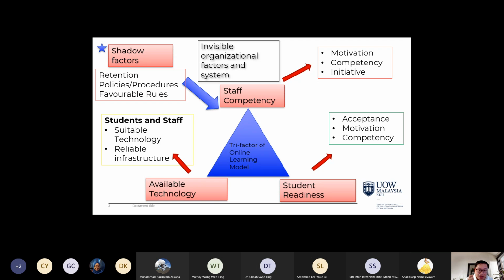And that hammer must also meet the requirements. If it is a rusted hammer, or a hammer whose head is already loose, of course, it will not do its job well. So this is called the availability of technology. Availability of technology is two-pronged. It is us as the person who delivers, and also the other party, which is the student's ability to receive.